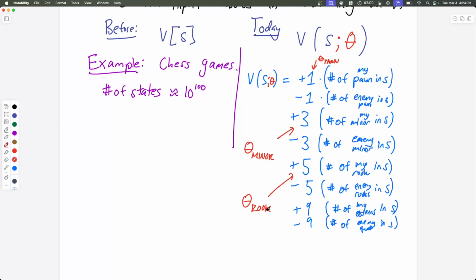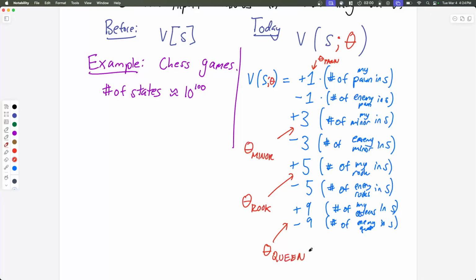So knights and bishops are the minor pieces worth 3, and the queen could be theta sub queen. Okay, and so this is a function. It's got 4 parameters. How much is a pawn worth? How much is a minor piece worth? How much is a rook worth? How much is a queen worth? And by changing the parameters, you can figure out better or worse strategies.